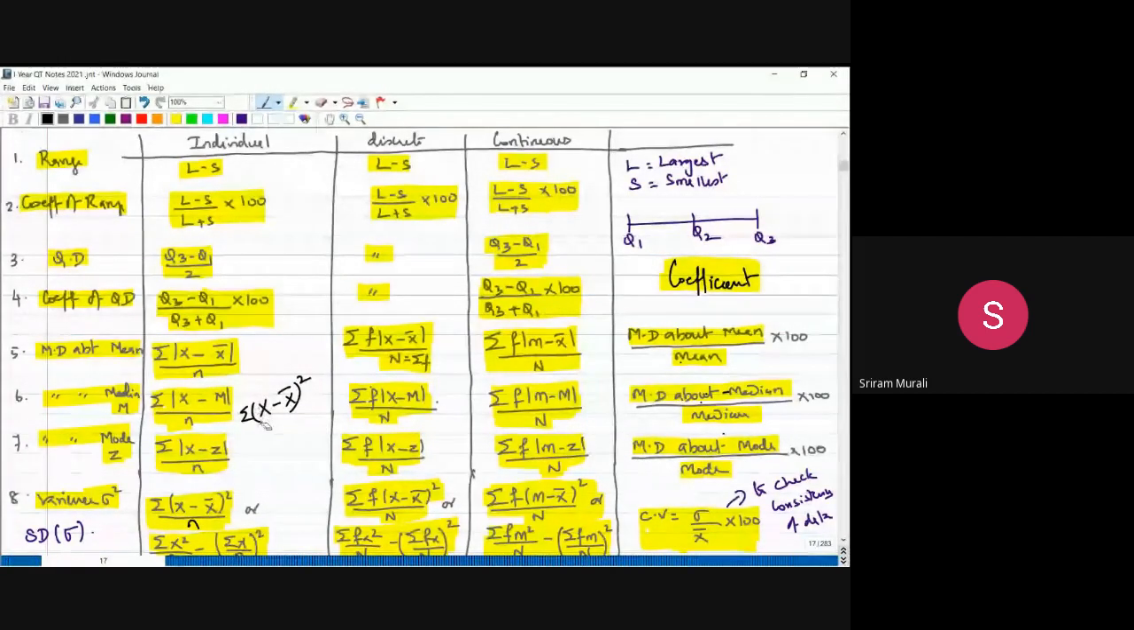So this is a deviation taken from arithmetic mean. If I square and add, divide by n, we call it variance. If I take the square root of this, we say it is SD, standard deviation. Square root of variance is SD. So for individual, discrete and continuous series, the formula has been given.